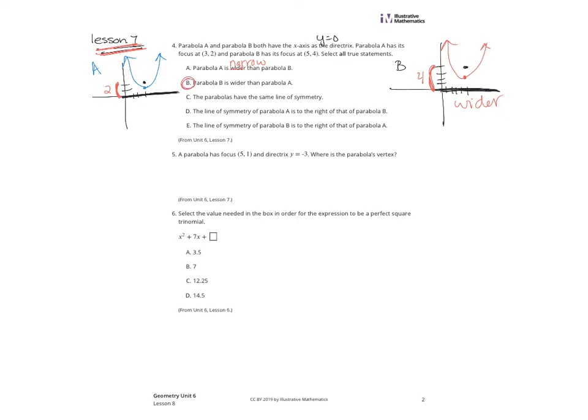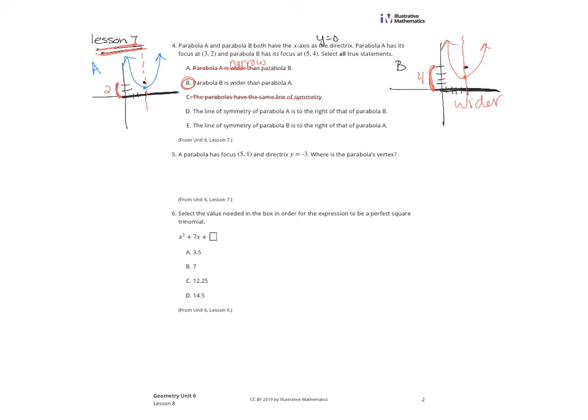The parabolas have the same line of symmetry. They do not. My line of symmetry goes down through the middle of my parabola. And so here my line of symmetry would actually be at x equals 5. And my line of symmetry for A would go down through x equals 3. So they don't have the same line of symmetry for sure.